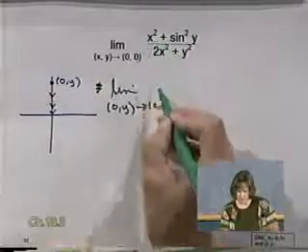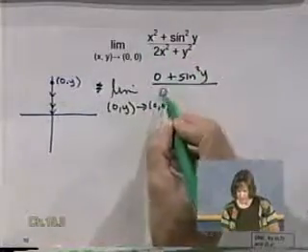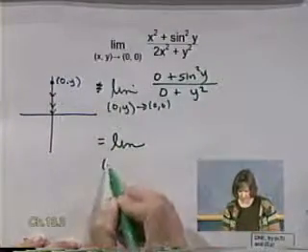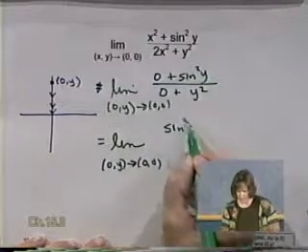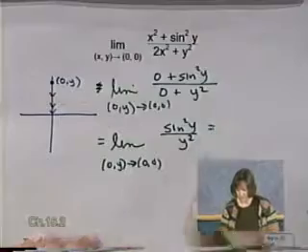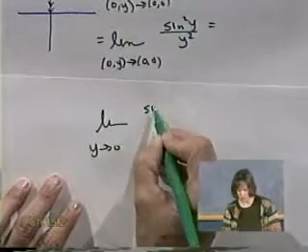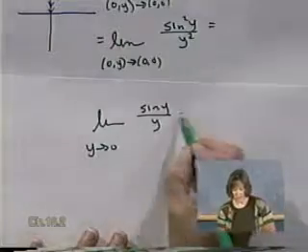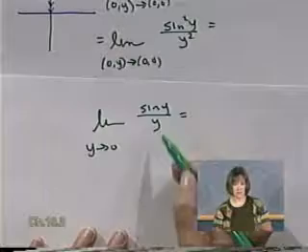I'm putting a 0 in for x and a y in for y, and I get the limit as (0, y) approaches (0, 0) of sine squared y over y squared. Does anybody remember from Calc 1 or Calc 2 what the limit is as y goes to 0 of sine y over y? It's 1. If you don't remember, if you plug in here, you get 0 over 0. You with me? I got 0 over 0.